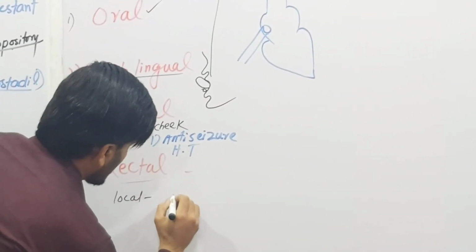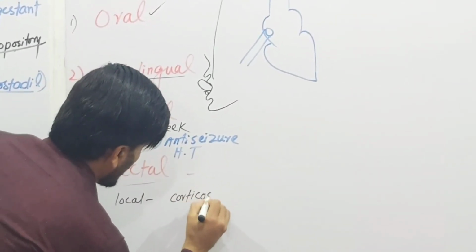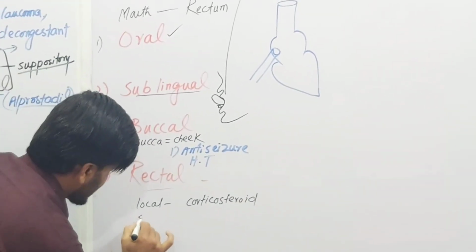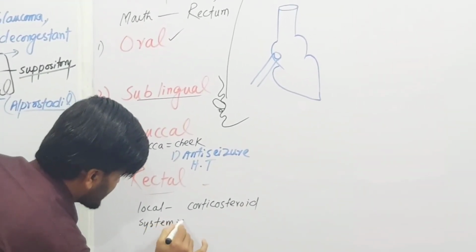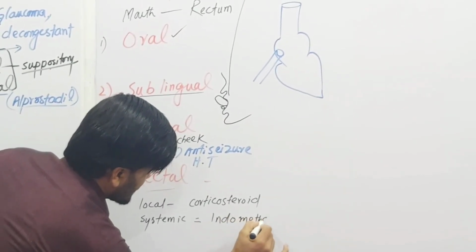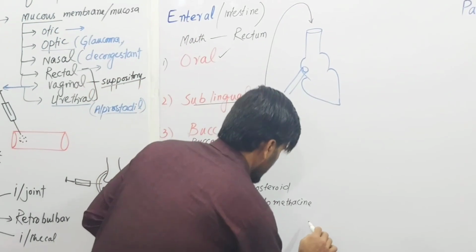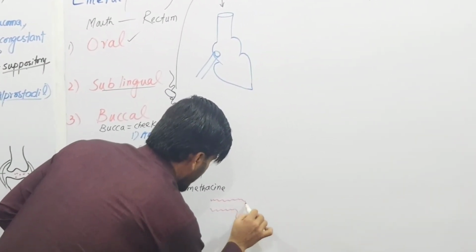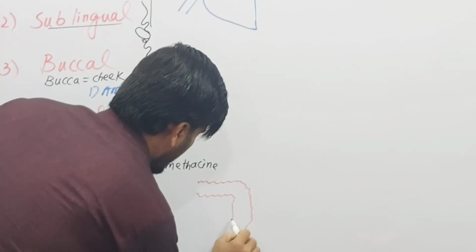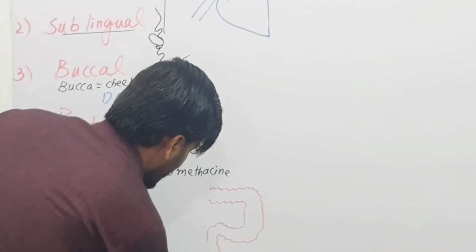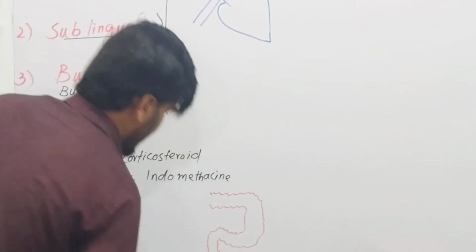Rectal route, as we described in the local route, is also used for the local effect. In this case, the drug is given like a corticosteroid. It is also used for systemic effect, and the drug in this case is indomethacin. The rectal route is used when the drug induces vomiting if given by the oral route, and it is used for anti-emetic medication.